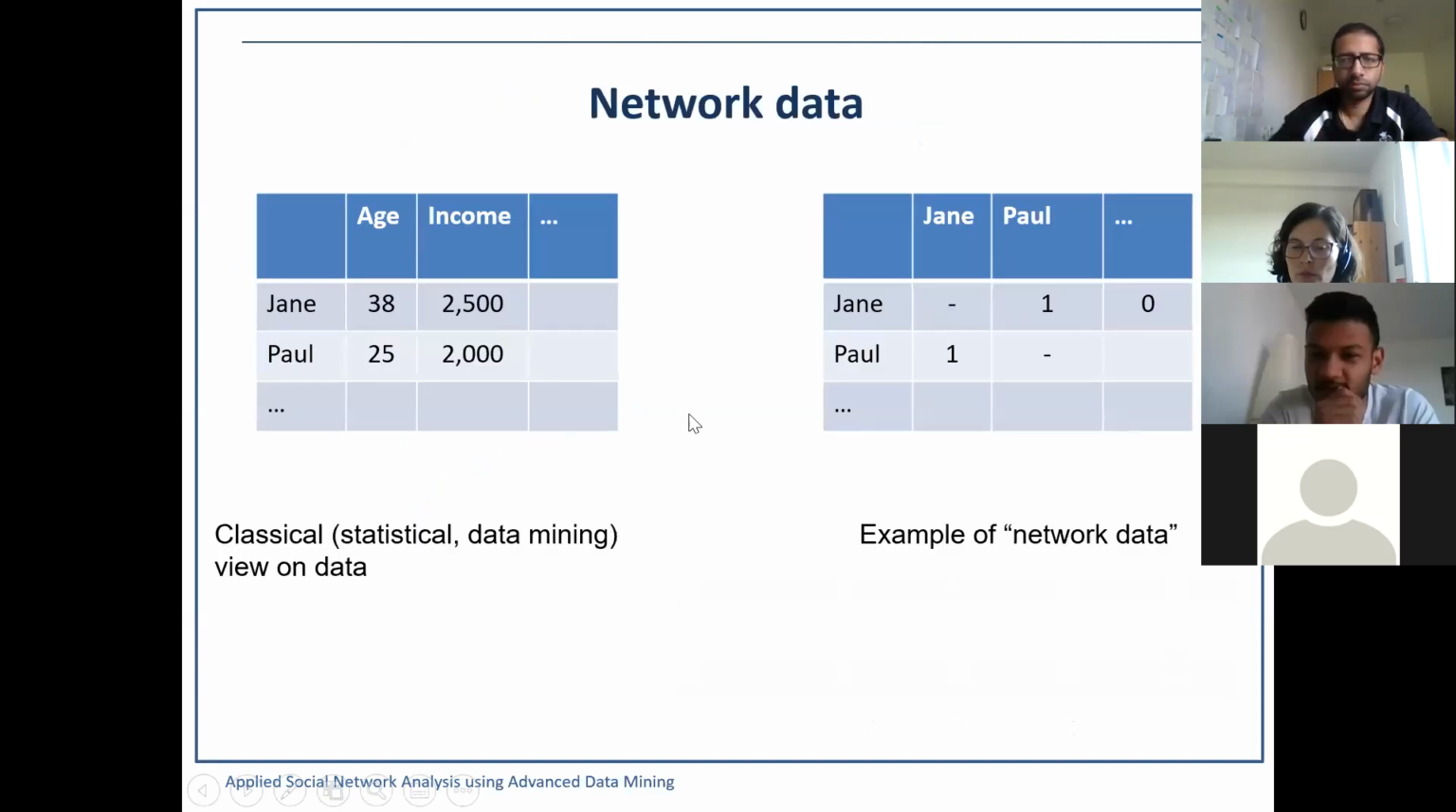So that's the different way to represent the data. On the left-hand side, we have, let's say, the classical view on data. We have customers, people in our rows. Those are the observations. And in the columns, we have features describing our customers. The adjacency matrix, on the other side, is a symmetric matrix where we represent the relations among nodes of our network.